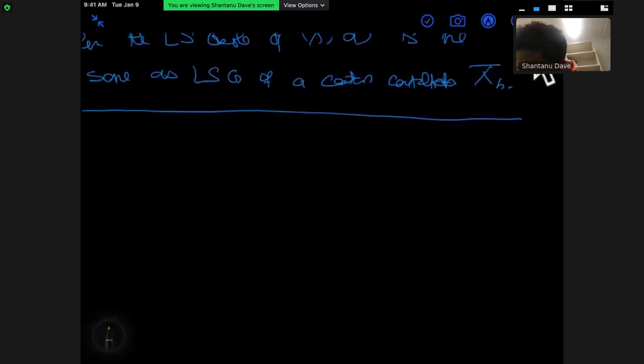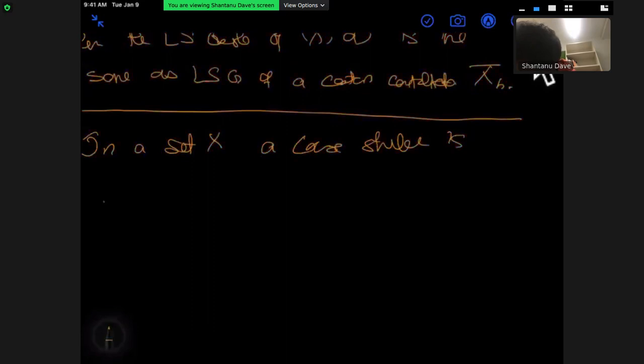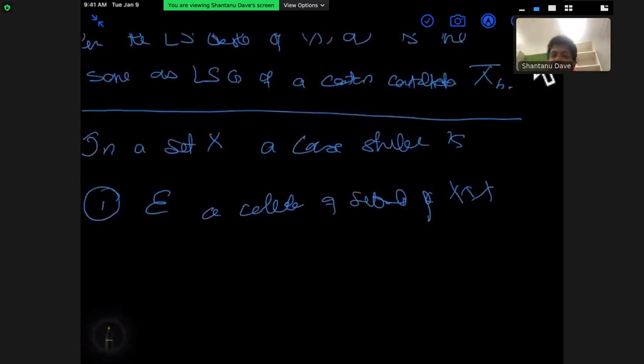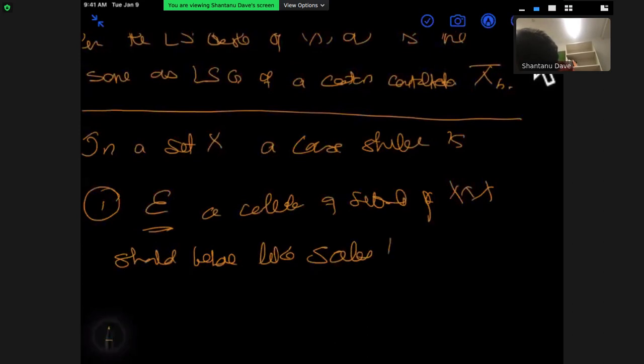What did we say is a coarse structure? On a set X, a coarse structure is a collection E of subsets of X cross X, right? And this E should behave like the scales for metric spaces.